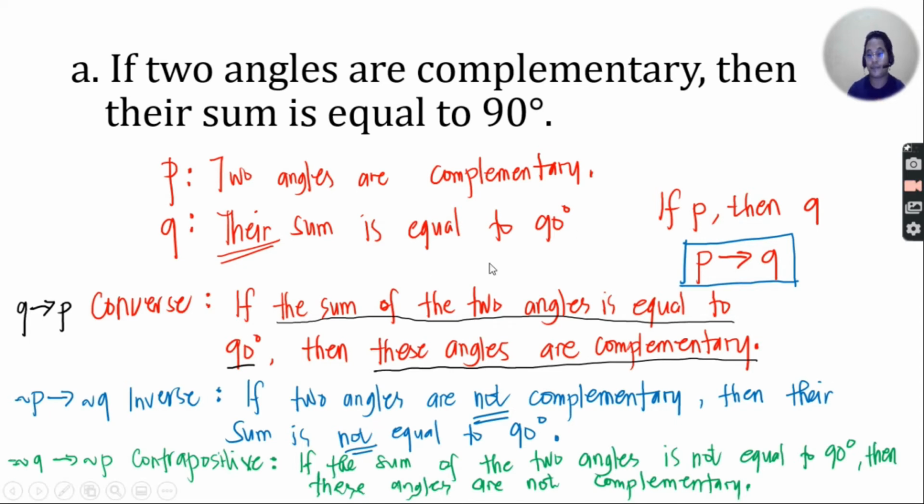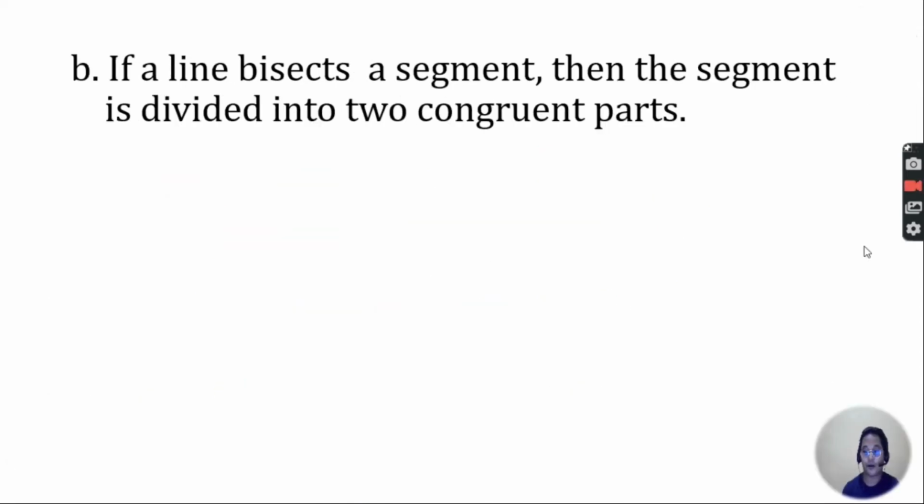So, nakuha nyo po. Yung ating hypothesis dito sa ating conditional statement ay align, bisects A, segment po. So, ito yung ating P. At yung ating Q, the segment is divided into two congruent parts po. So, ito po yung ating Q.